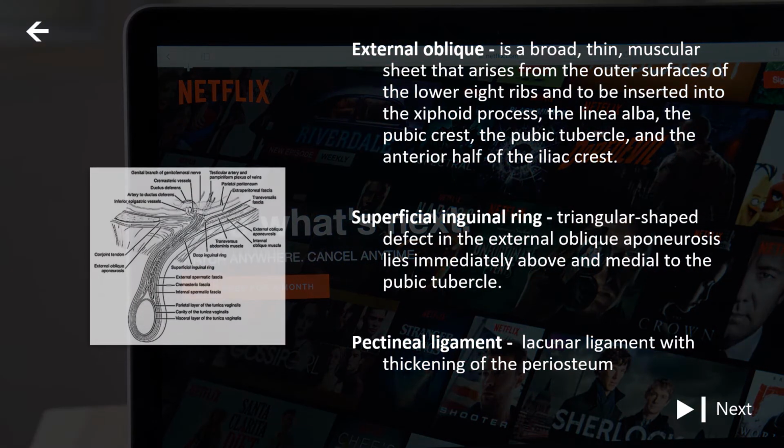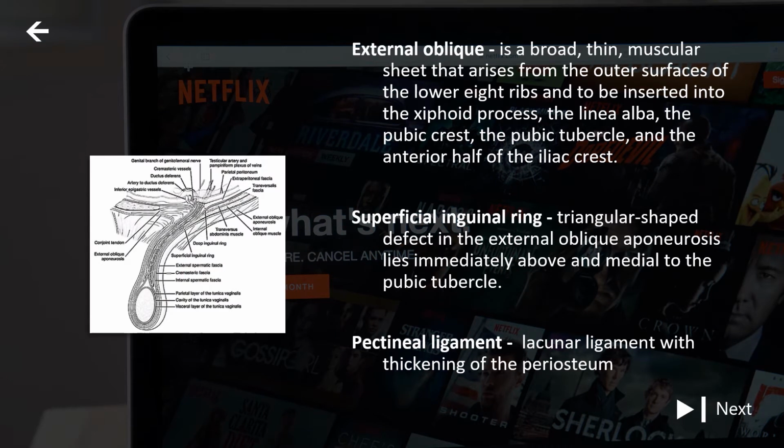External oblique muscle is a thin, broad muscular sheath that arises from the outer surfaces of the lower 8 ribs and is inserted into the xiphoid process, the linea alba, the pubic crest, the pubic tubercle, and the anterior half of the iliac crest. Most fibers are inserted by means of a broad aponeurosis, and the most posterior fibers passing down to the iliac crest form the posterior free border.